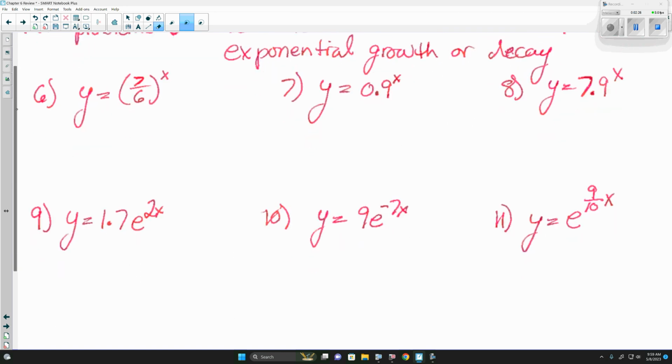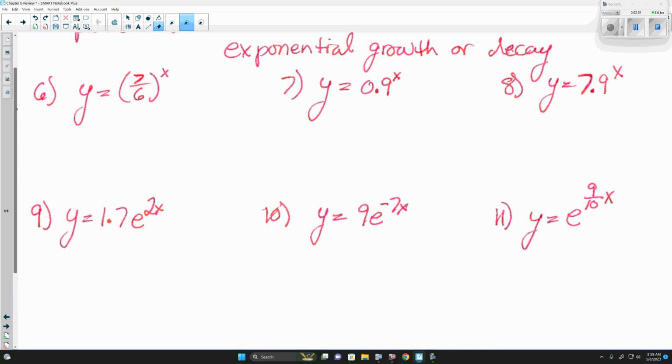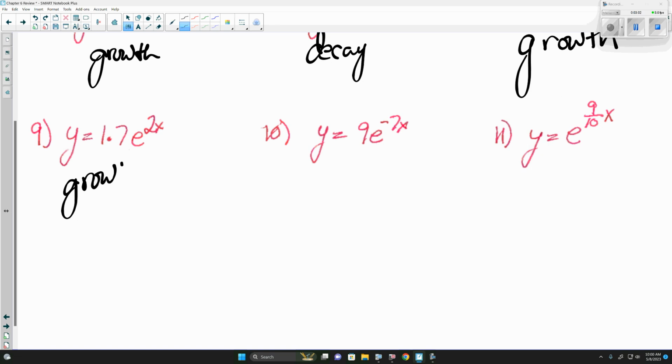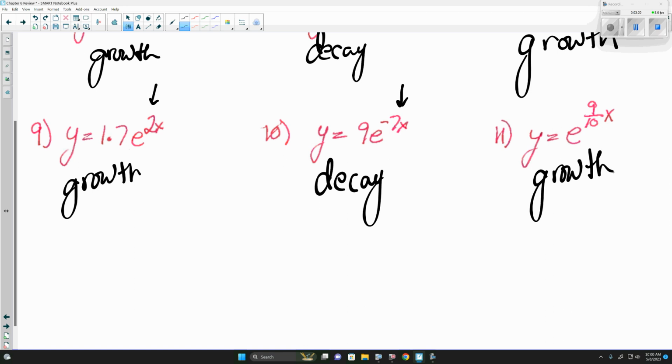Question 6 through 11, determine whether each is exponential growth or decay. So for number 6, would this be growth or decay? Growth, because the fraction is greater than 1. 7 would be decay because our base is less than 1. Number 8, growth because the base is greater than 1. Number 9 would be growth, and that's because since we're dealing with e, the exponent is positive. If the exponent's positive, it's growth. And with e, if the exponent's negative, then it is decay. And the last one is growth, because the exponent is positive. Any other questions on page 1? We're good with these here.